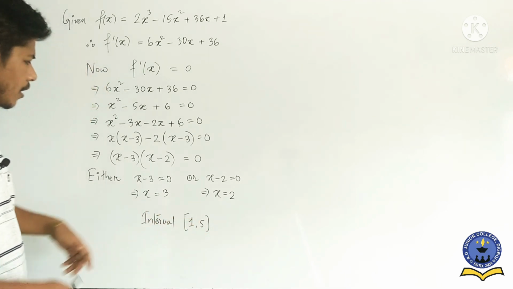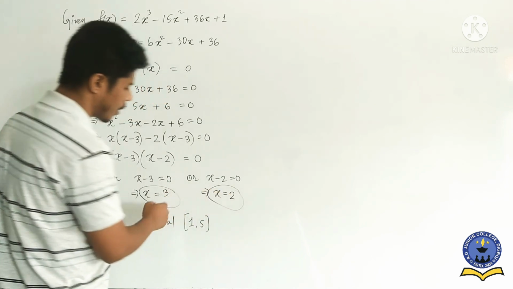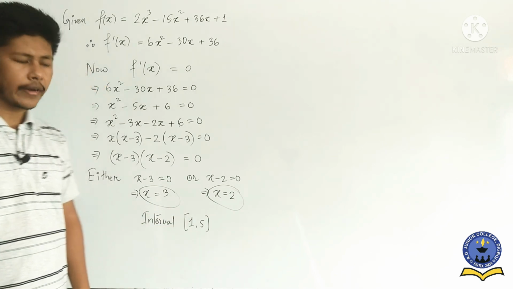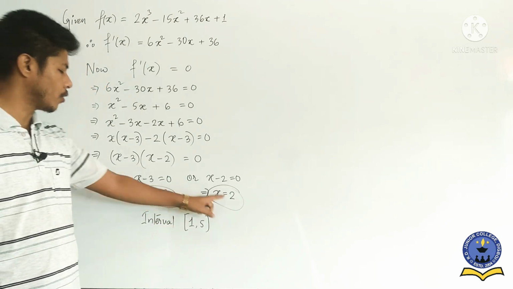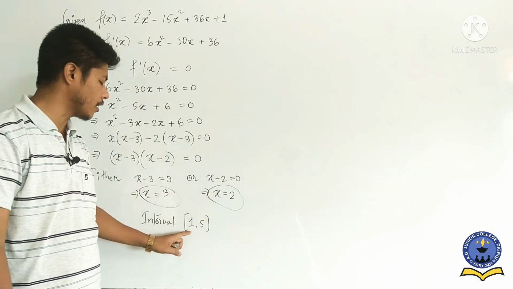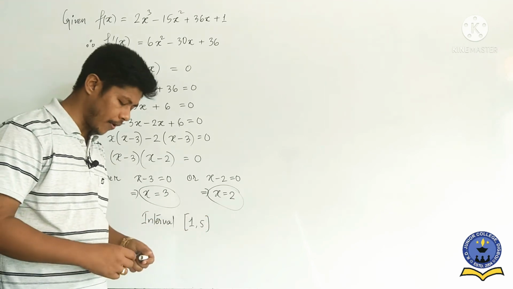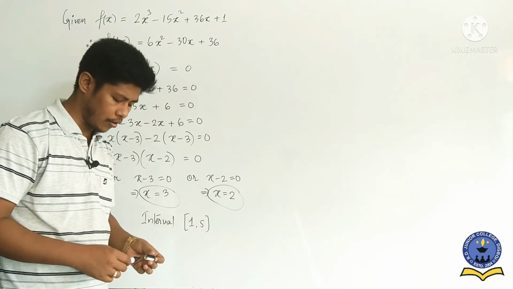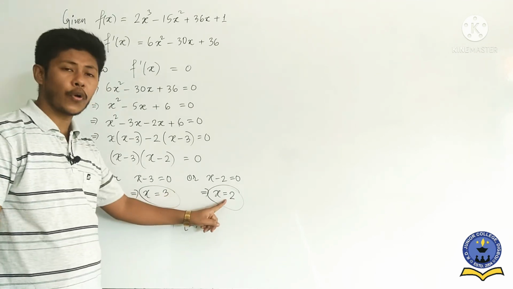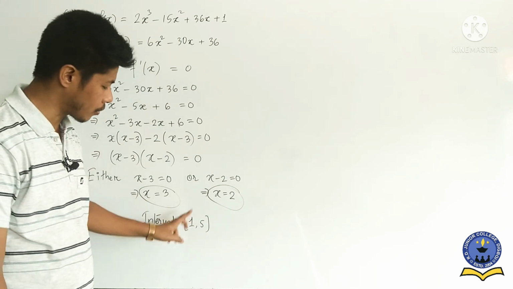Now you see the critical points we get here are 3 and 2. That means 3 and 2 are in between 1 and 5, so our critical points are correct. So here 3, 2, 1, 5. In this case, these two are the critical points and these two are the end points, because this one is a closed interval. So when we have to find the absolute maximum and absolute minimum, we have to take the critical points as well as the end points of the interval, because it is a closed interval.